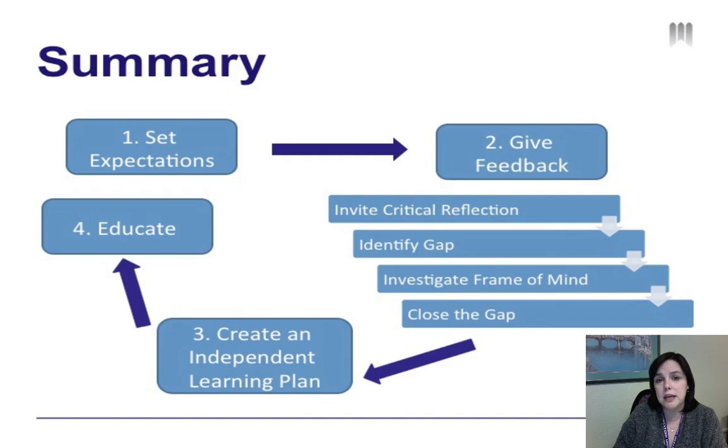Identify a performance gap. Investigate their frame of mind. So ask them, again, for their rationale, for their justification for why they did something. And then close the gap, and you can do that through setting up a learning goal or their suggested next steps for them. And then for you, for your requirement, you need to create an independent learning plan that's anchored to your teaching performances. And through this whole process, there's education.